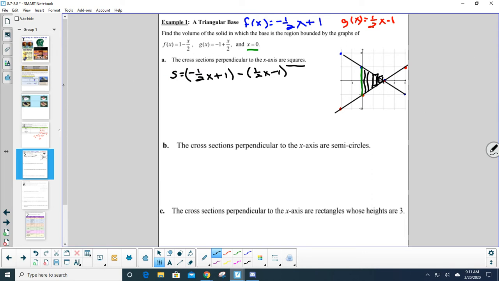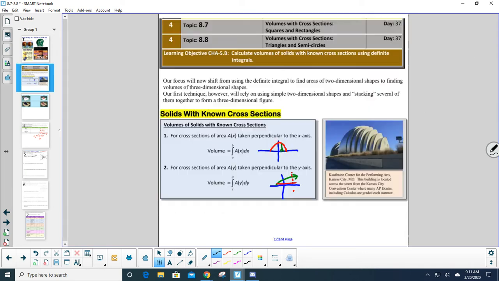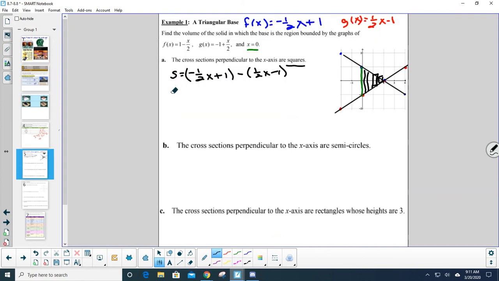Okay, if there's not, I'm going to jump back here for a minute. We're going to use this guy right here. We're going to find the volume from A to B of the area. So if I come back down here to my problem, my A, I'm starting at 0. My B, they're crossing at 2.